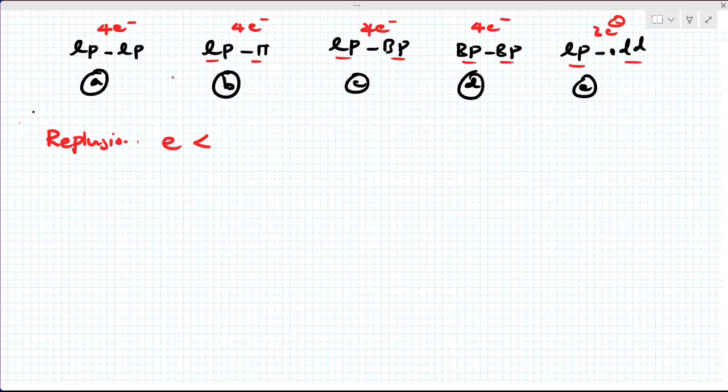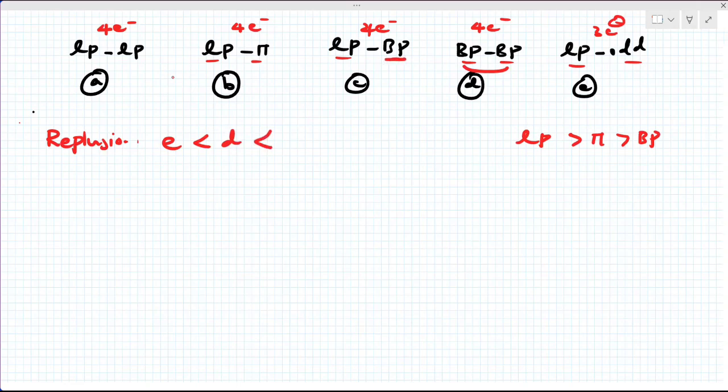Now listen, for the first molecule, what is the repulsion order? Lone pair, then pi bond, then bond pair, right? Therefore bond pair is less compared to the others, because among A, B, C all involve lone pair. And in D there is no lone pair, because of that D is least. Then we go with A, B, C.